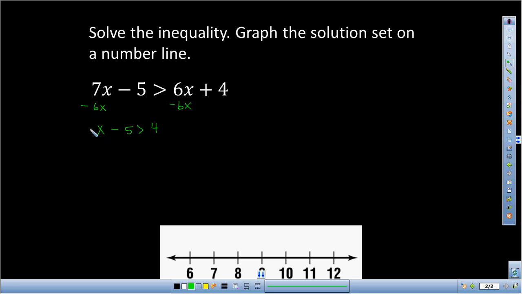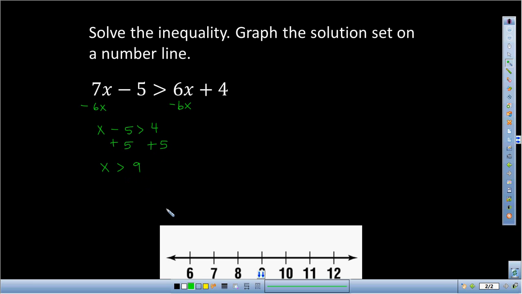In order to isolate the x variable, we need to make this subtract 5 into 0. We do that by adding 5. The addition property of inequality says that we need to add 5 to both sides to maintain the truthfulness of the statement. When we do that, we get x is greater than 9.